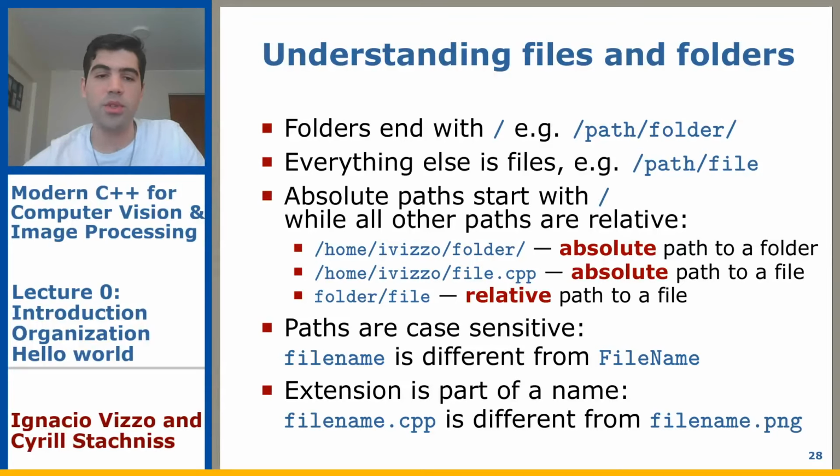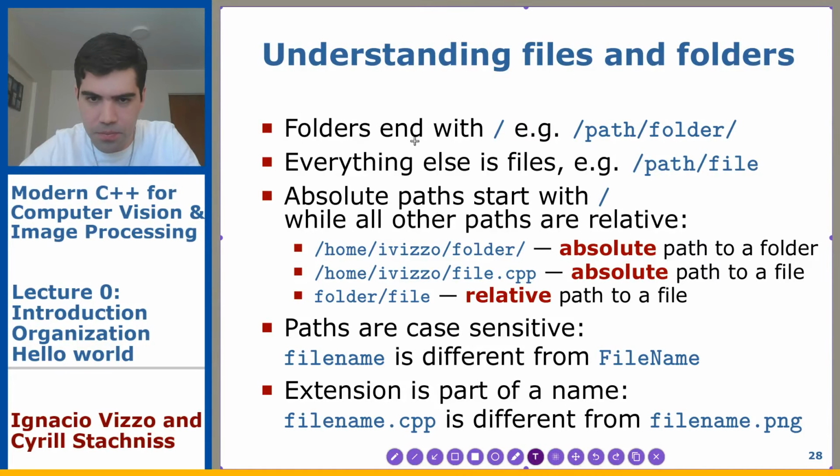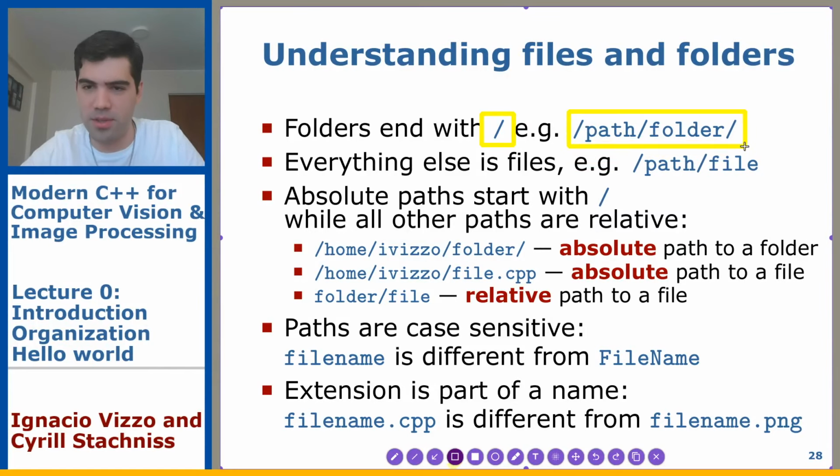Then the folders in Linux will always end with this / character. So any path that ends with this character will be a folder. So here's one example, and then everything else. If you don't append the /, then it's going to be a file. So I know for a fact that this is a file. Then absolute paths will start with the /, and then all other paths will be relative.